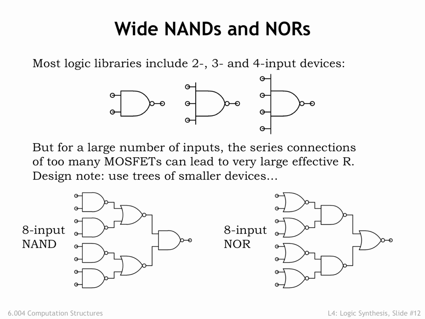Using De Morgan's Law, we can answer the question of how to build NANDs and NORs with large numbers of inputs. Our gate library includes inverting gates with up to four inputs. Why stop there? Well, the pull-down chain of a four-input NAND gate has four NFETs in series, and the resistance of the conducting channels is starting to add up.